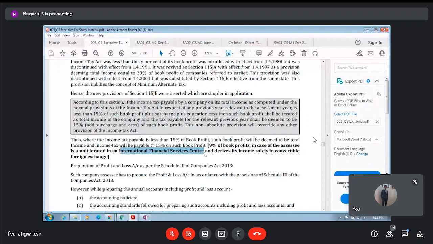Understood? What is the difference? Instead of 15%, you will apply 9%. For both AMT and MAT, this is constant. This base percentage changes. For MAT, it is 15%. For AMT, it is 18.5%. Understood?